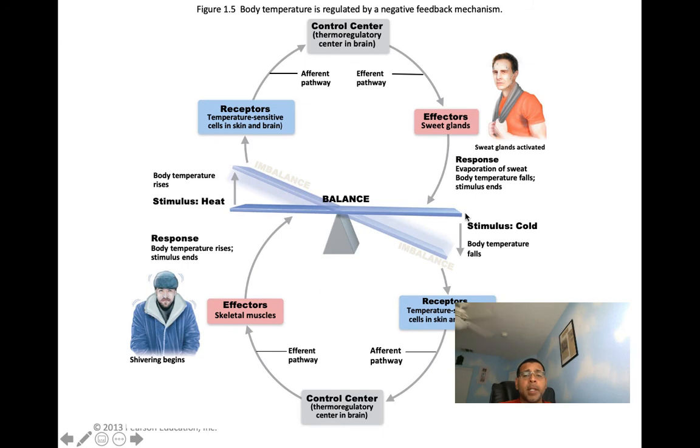And then the opposite: body temperature falls if we get too cold. Now here we're going to want to initiate the shivering mechanism, right? Contract muscles. So here you can see the receptors sense that change with body temperature falling, sending that information to the control center, sending that information then to the effectors. The effectors here are our skeletal muscles, as we've described, allowing for shivering to occur, which then helps to increase body temperature, causing it to rise.